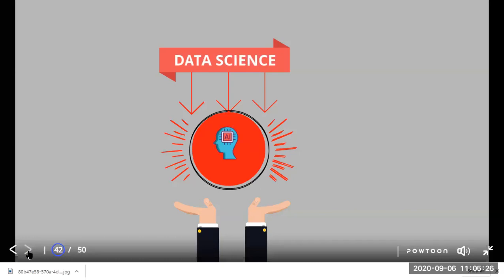Guys, in 1 hour or in 2 hours, I cannot teach you the complete topics that are available in data science. That is not going to be happening by any of the trainers. But at least you got the clarity about what exactly data science is. What do you mean by data science? It is very simple. Data science is a combination of statistics and computer science.